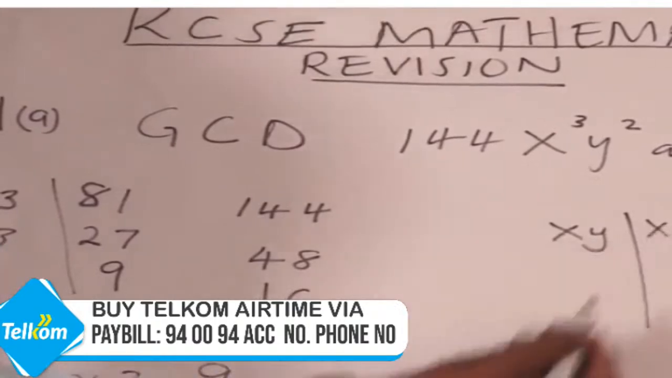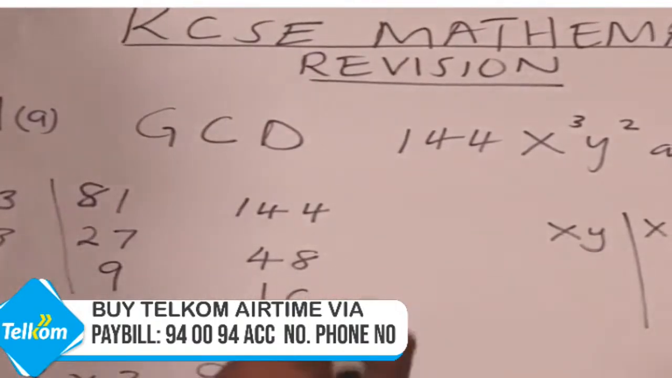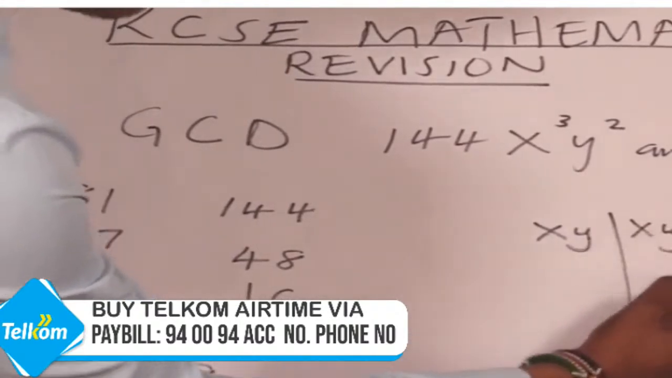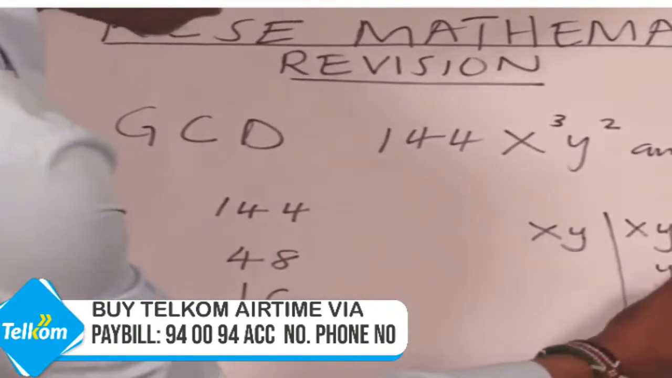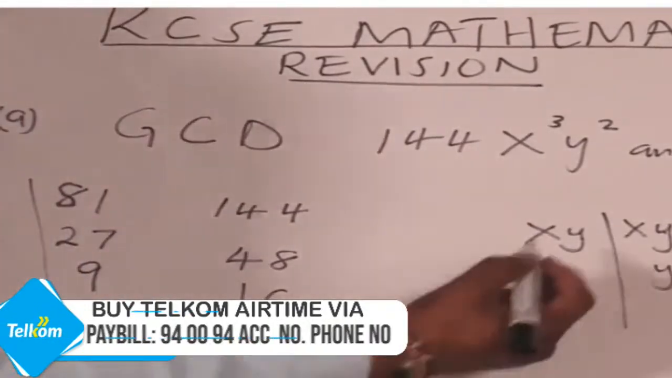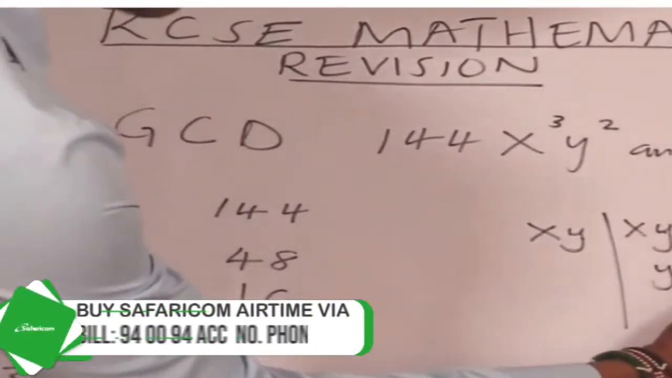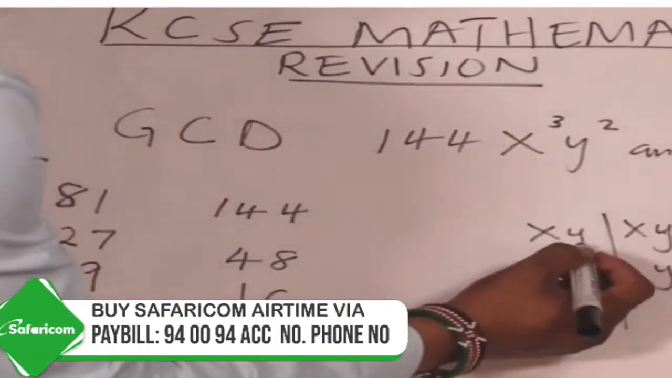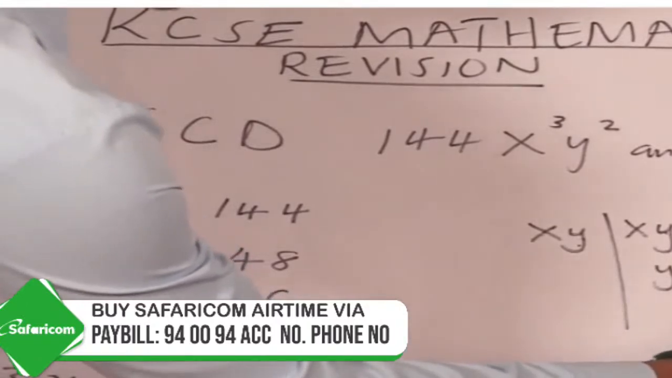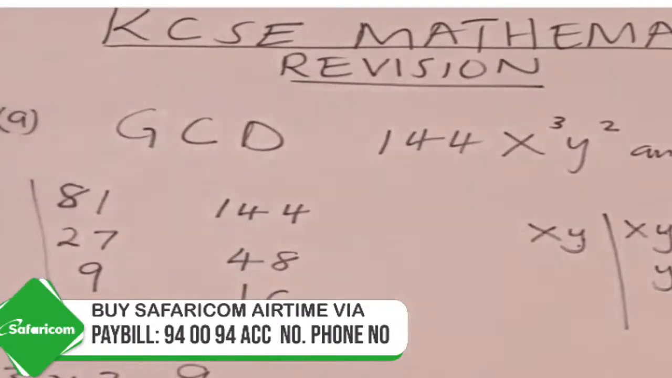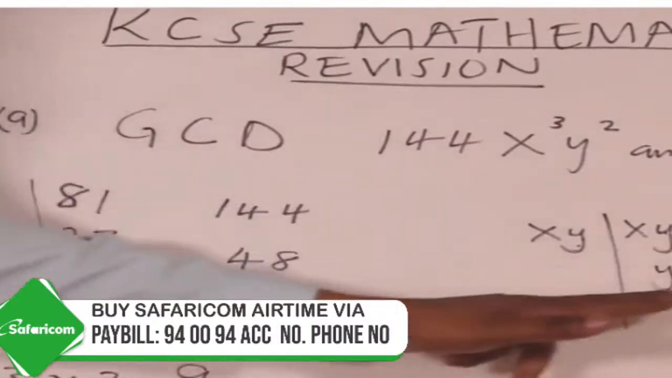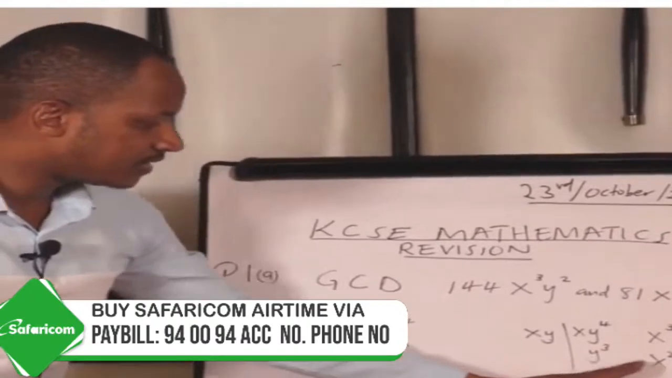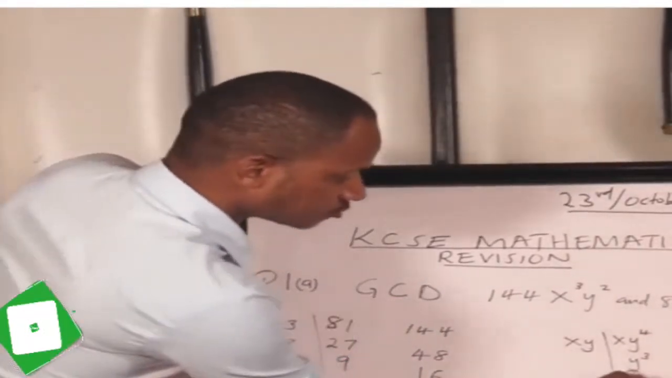x goes into x once without a remainder. y goes into y raised to power 4; it goes there y raised to power 3 times. Then x goes into x cubed, x squared times. Then y goes into y squared, y times. Here, which letter can go into both without a remainder? We see that y is common to both, but x is not common to both.